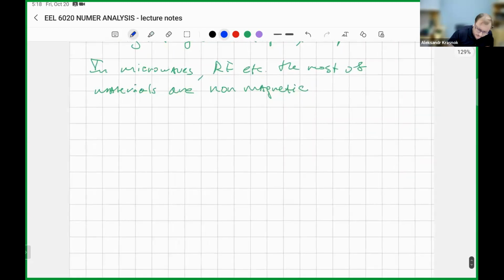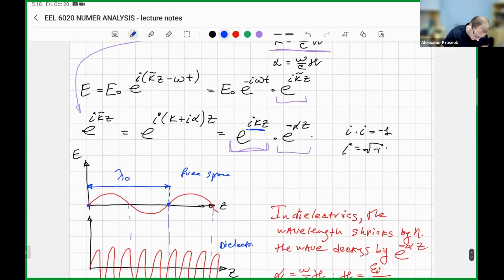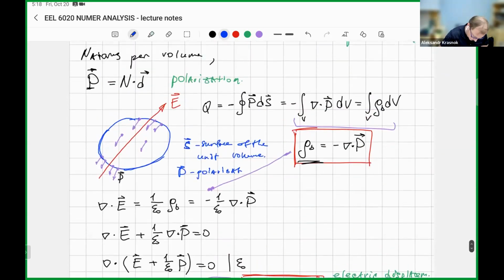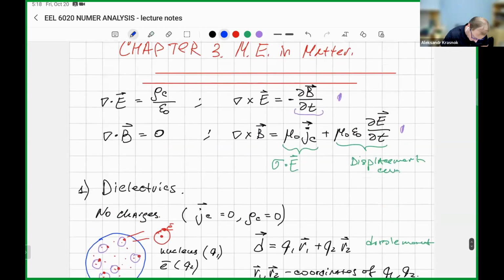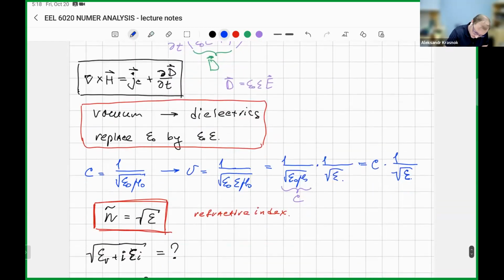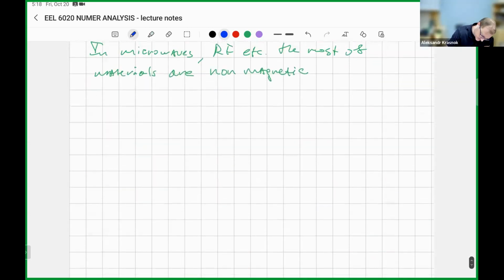Okay. And so we discussed the dielectrics, materials without free charges. And the next topic is conductors, as the opposite case of materials, of matter. So it was lecture 8, today is lecture number 9. And we start with conductors.